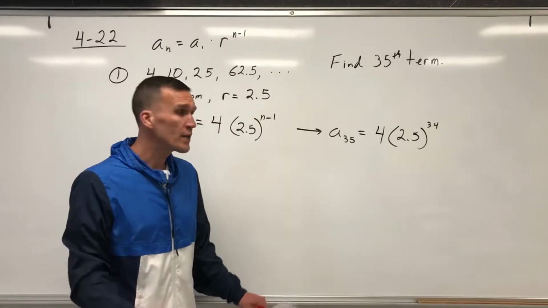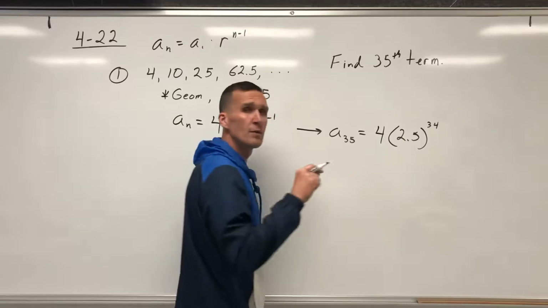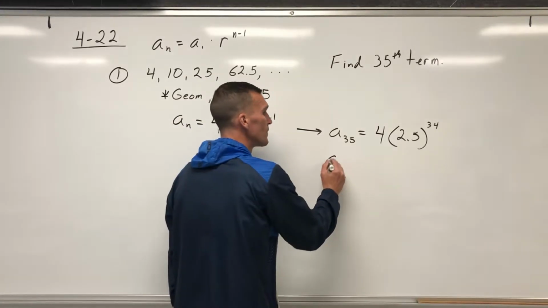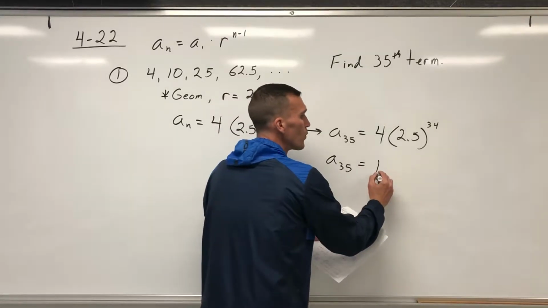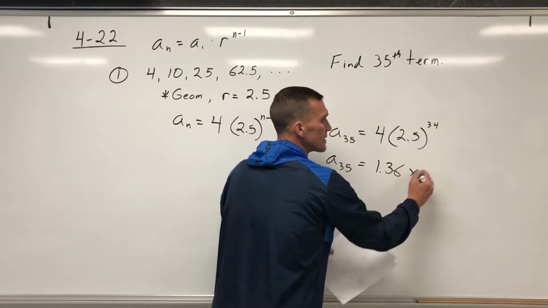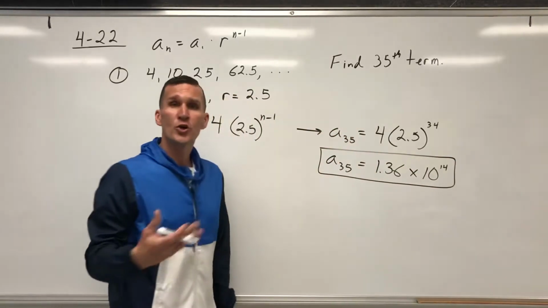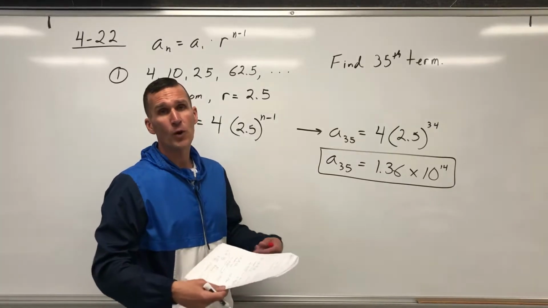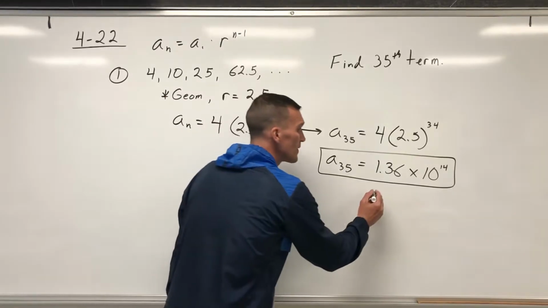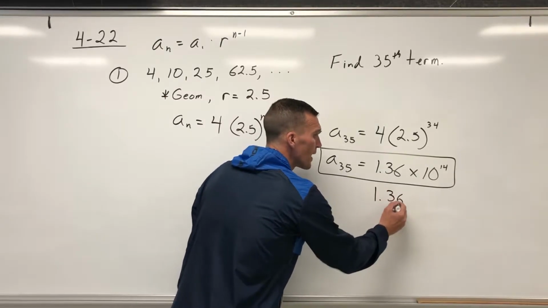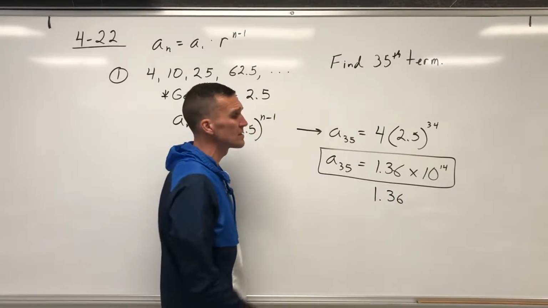You go ahead and put that in your calculator. I would do the exponent part first, 2.5 to the 34th, press enter, and then multiply by 4. I got the 35th term is, in scientific notation, 1.36 times 10 to the 14th power. On your homework for a problem like this, I actually wrote out what it truly is too. Scientific notation would mean that you take the 1.36, approximately, since I did round that in my calculator, and move the decimal 14 spaces to the right.